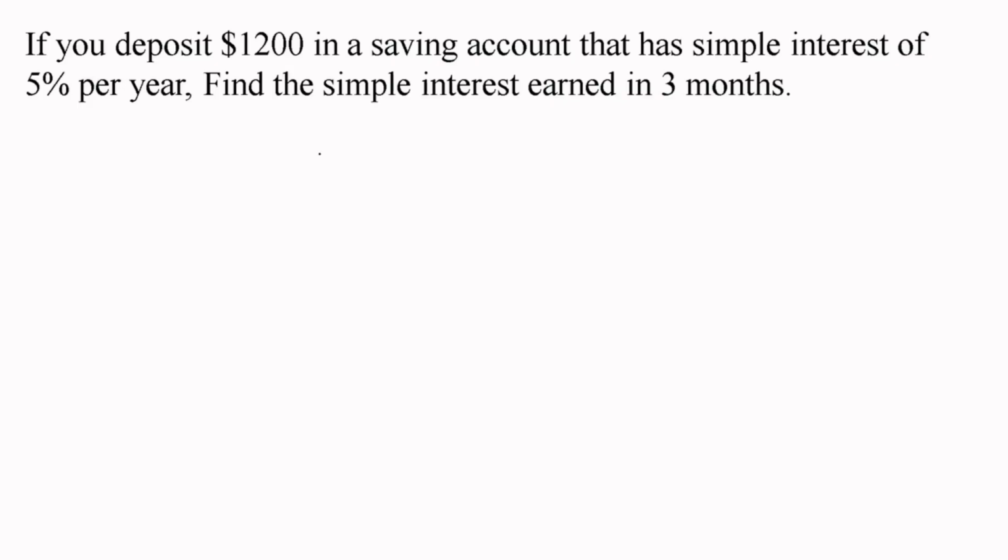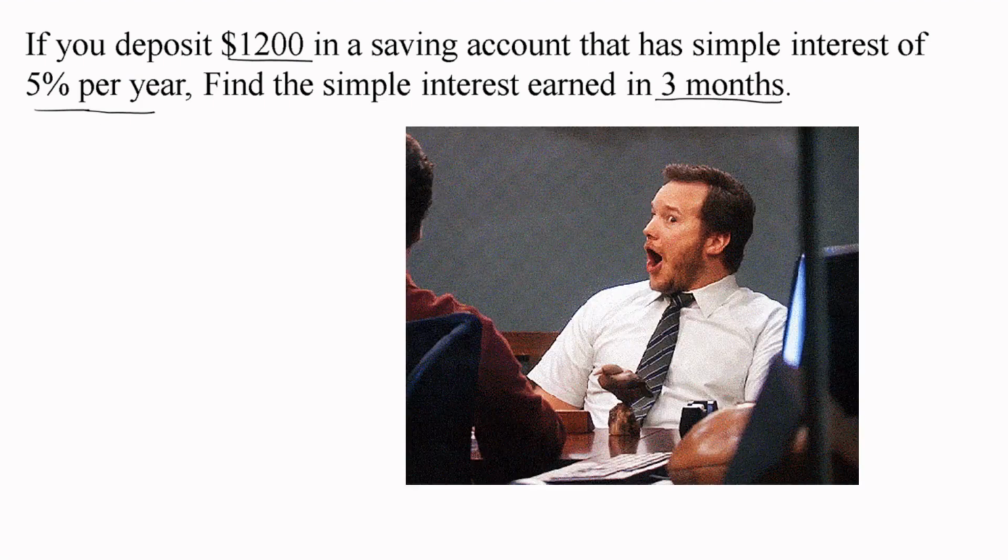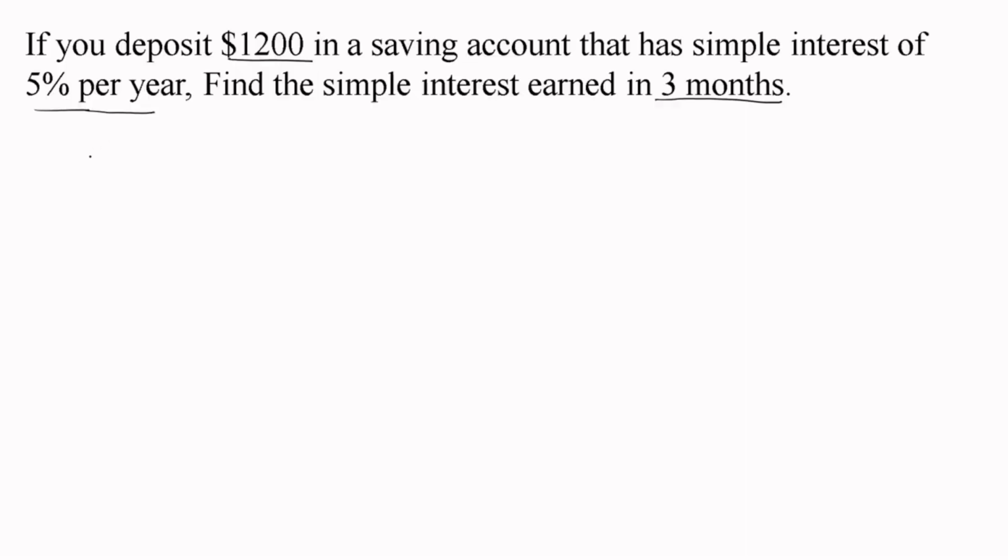If you deposit $1,200 in a saving account that has simple interest of 5% per year, find the simple interest earned in 3 months. Look, here I have 5% per year, but here I have 3 months. I told you the units must be corresponding. Okay, anyway, I'm going to start with writing the formula. Interest is equal to P times R times T.